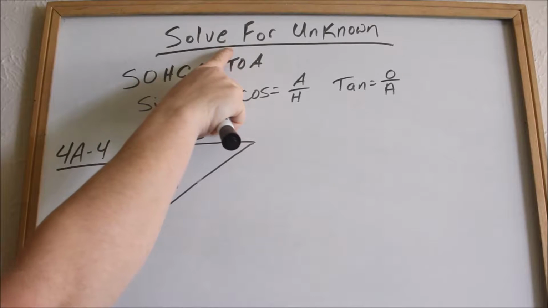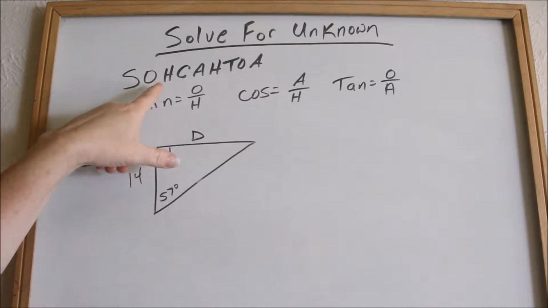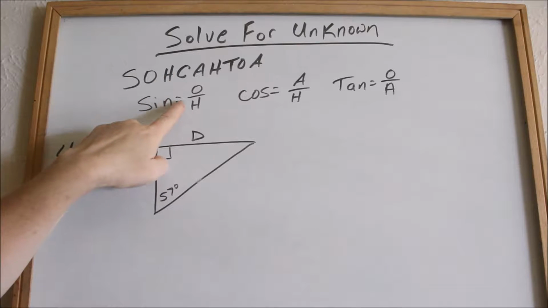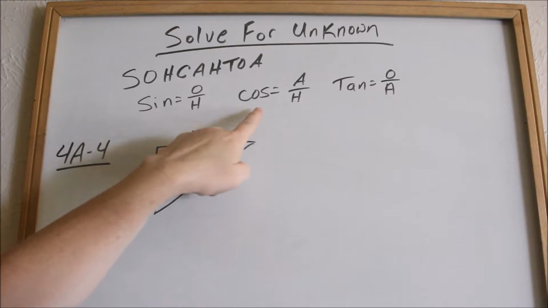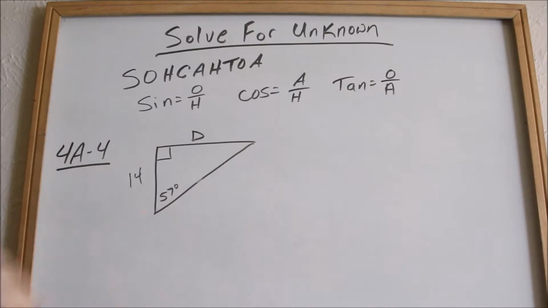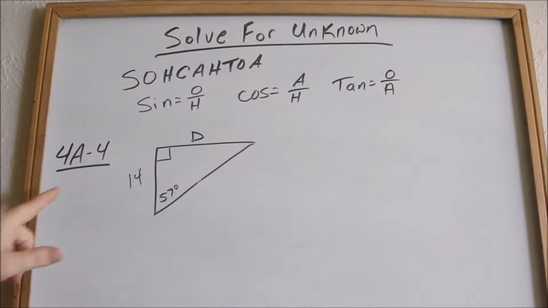Okay, we're going to be solving for the unknown with triangles. Just a reminder, the acronym SOHCAHTOA reminds us that sine is opposite over hypotenuse, cosine is adjacent over hypotenuse, and tangent is opposite over adjacent. How do we use trig functions to solve for the unknown in triangles?